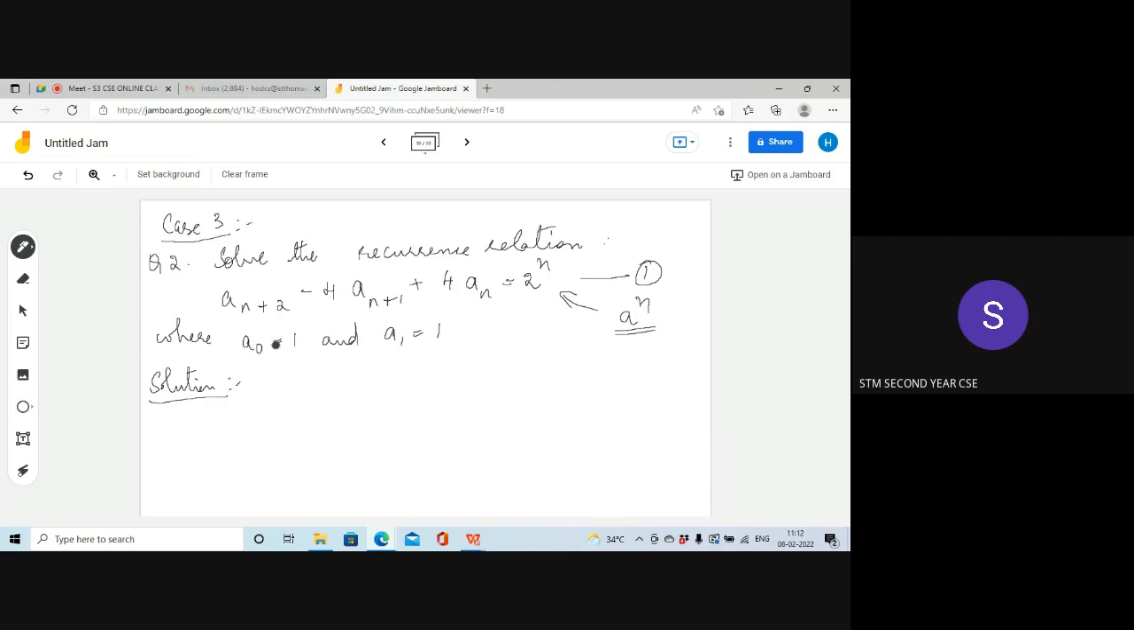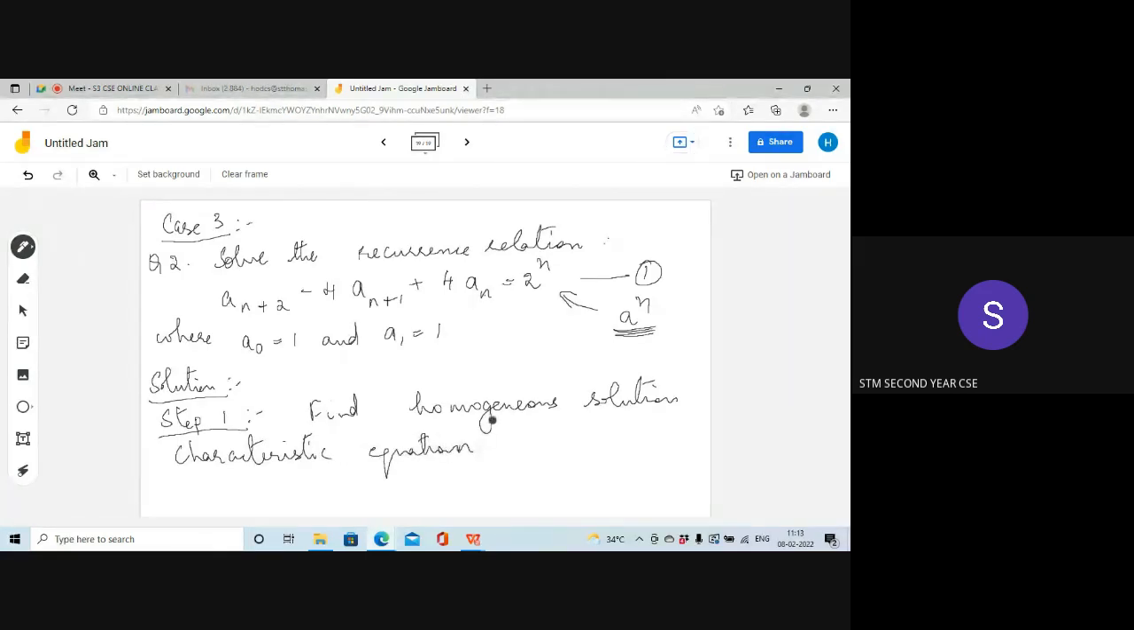So what we have to do is, we have to find out the homogeneous solution, find the particular solution and add them together to get the total solution. So first let us move on to finding the homogeneous solution. Solution. Step 1, find homogeneous solution. To find homogeneous solution, write the characteristic equation. How do you write the characteristic equation?